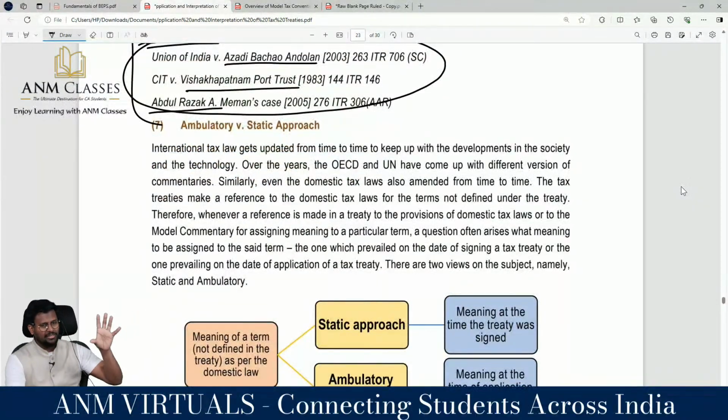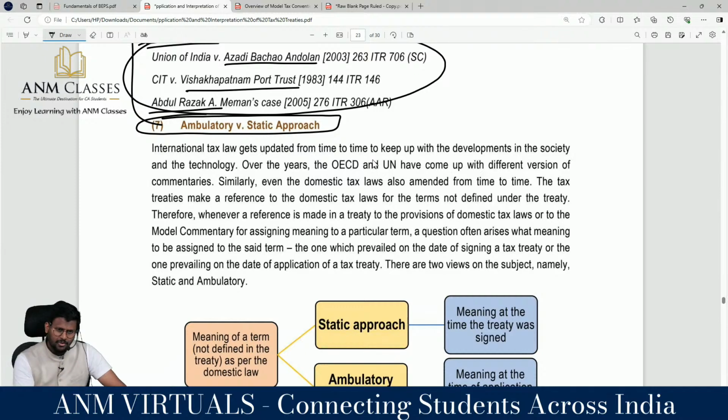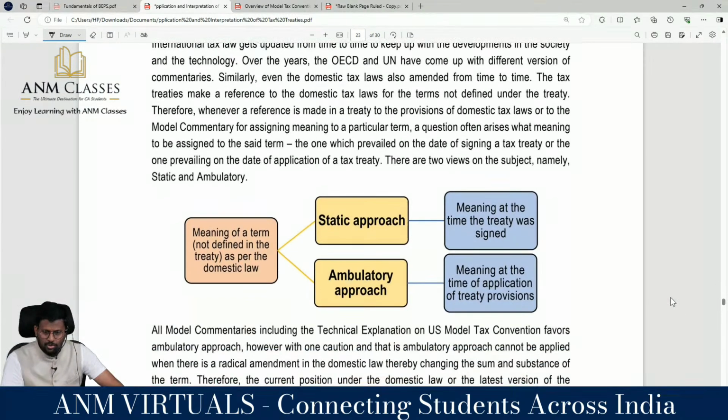The last one, the last external aid is ambulatory or static approach. They may ask, what is the difference between ambulatory or static? Static means it stays in one place. Ambulatory means it does not stay fixed. An ambulance goes from one place to another, right?